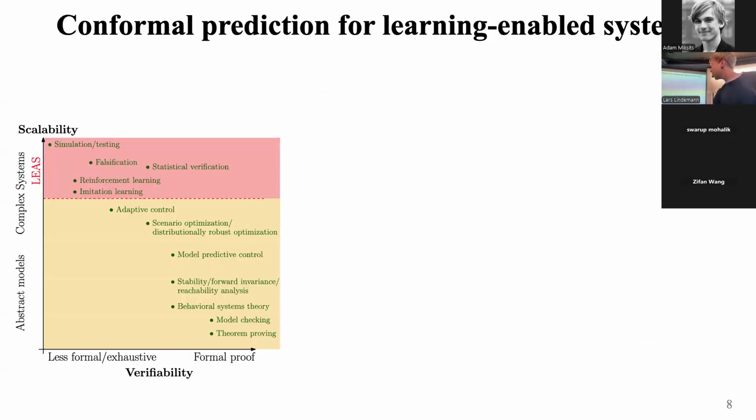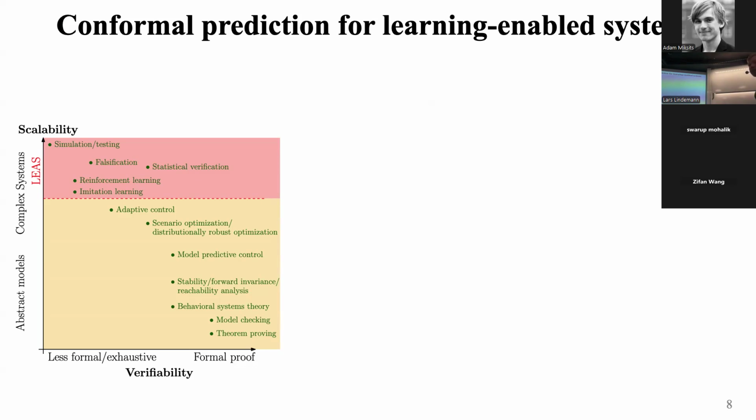And I want to show you this picture that I made myself. It's not from some textbook; I thought about this myself. You can see different methods for control design and verification. On the x-axis, you can see the verifiability of the tool, meaning the more you go to the right, the stronger your proof of correctness and safety is. On the y-axis, you have scalability, meaning the more you go up, the more scalable your method is, and the more complex systems it applies to. I carved out this red area for learning-enabled autonomous systems.